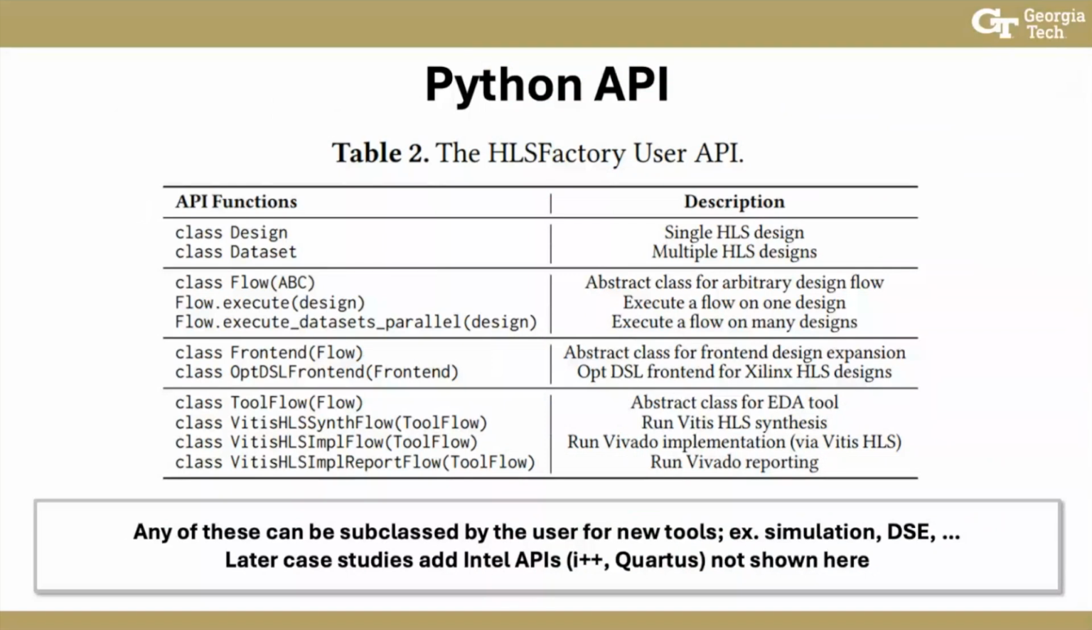Additionally, all of this is wrapped in a Python API for the user. We have these abstract flows and front ends and tool flows, and we implement different ones for Vitis and Intel. And users are able to add their own flows for whatever tool they want to run. So for example, if they built some custom HLS simulator and they want to run that, you can add a flow to do those kinds of things.